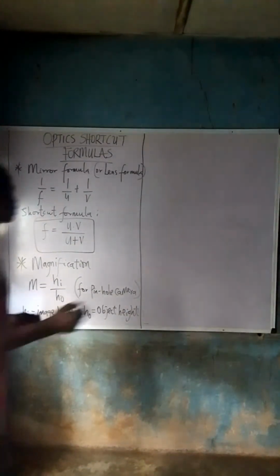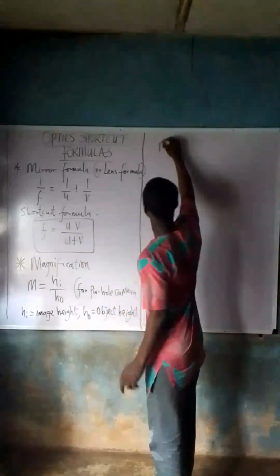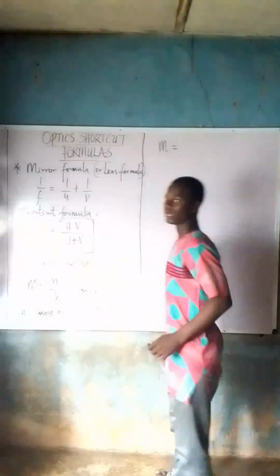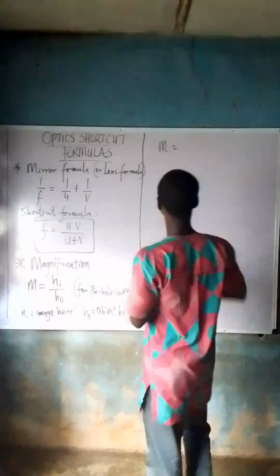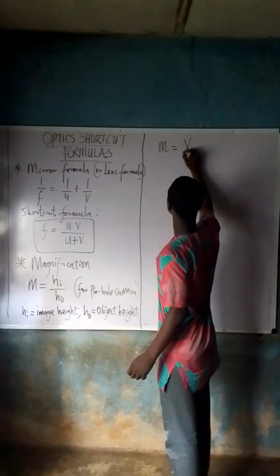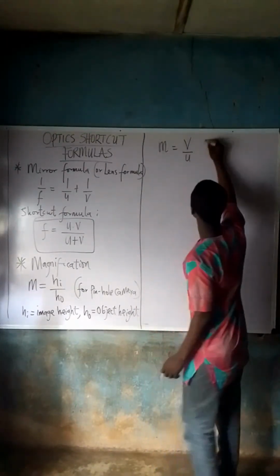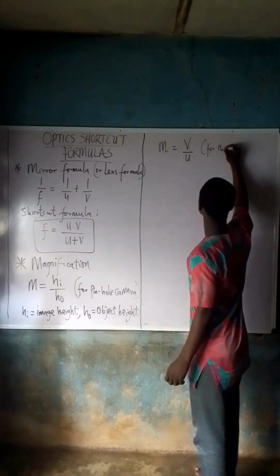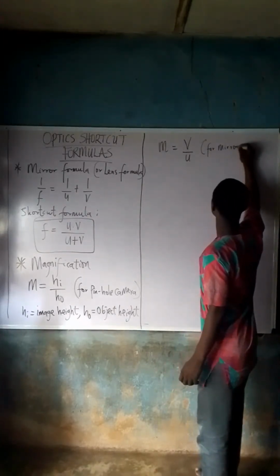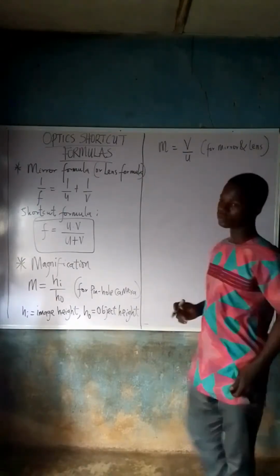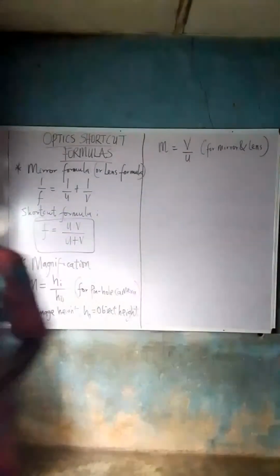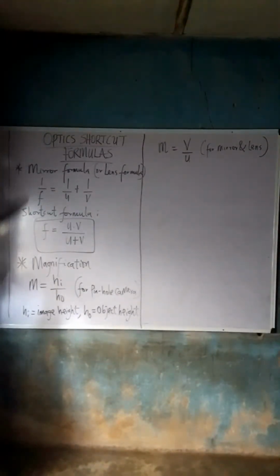So what else? Apart from this formula for magnification, there's another formula we can use. And this one mostly applies to mirrors and lens. The formula is M equals V over U. So I will add for mirror and lens. So if you see in the question, an object is placed in front of a concave mirror, that is the formula you should use if you are asked to find magnification.